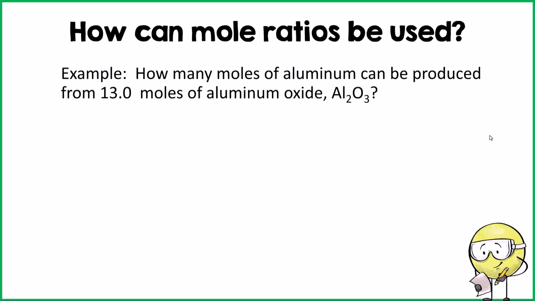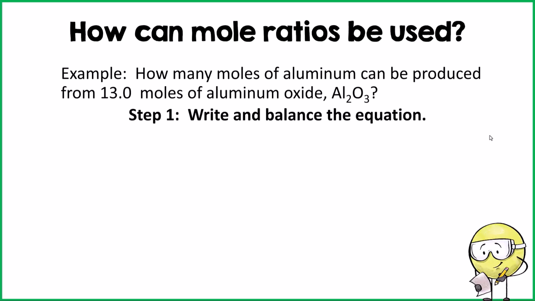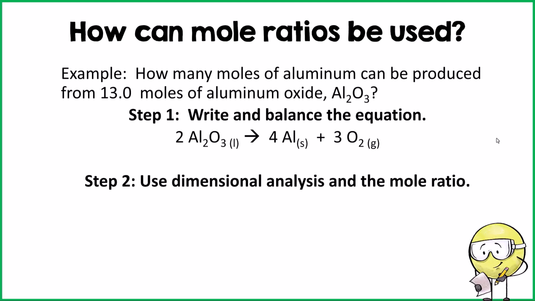So our first step is going to be write and balance the equation. So our equation here is going to be a decomposition reaction. We are breaking down aluminum oxide into aluminum and oxygen gas. And our equation is going to be balanced using these coefficients. And then we're going to use dimensional analysis and the mole ratio.